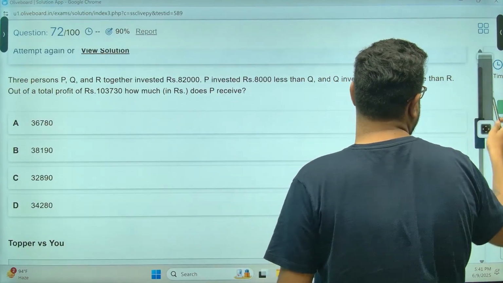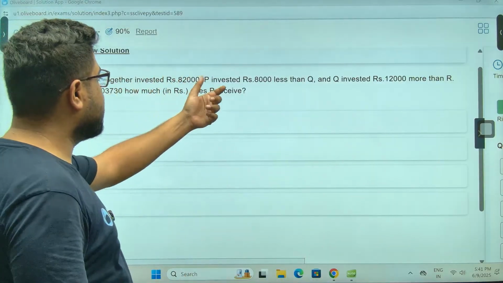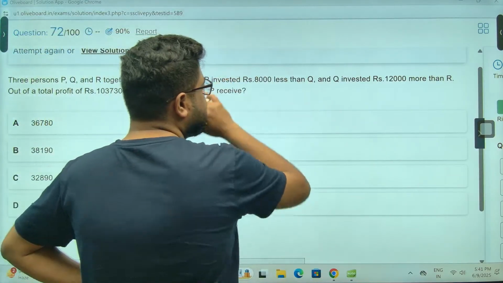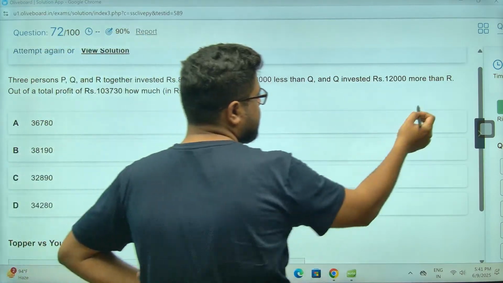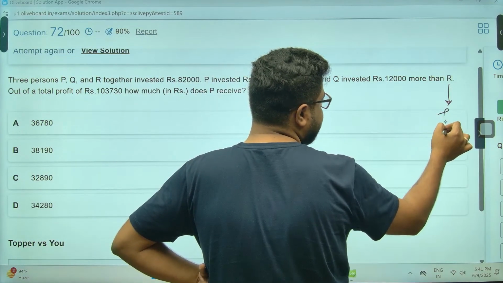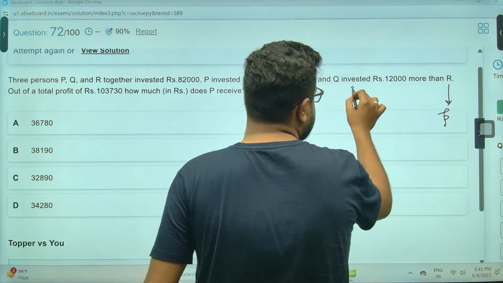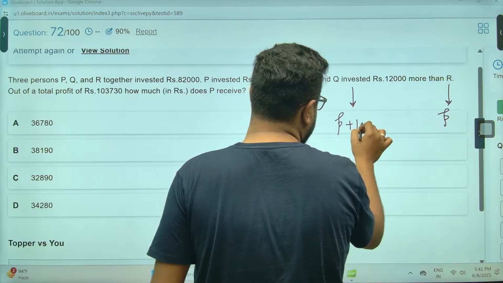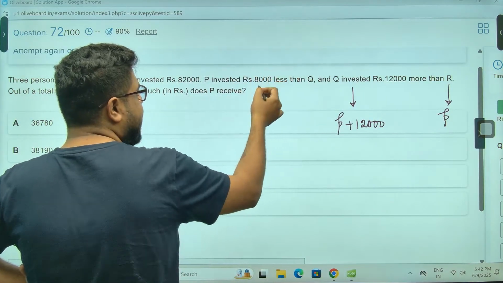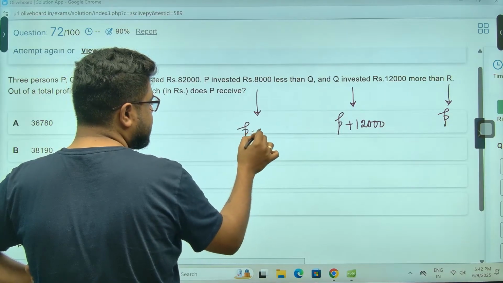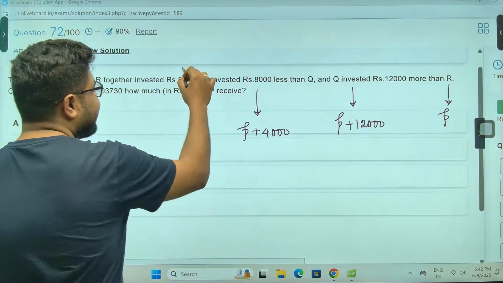Three persons invested a total. P invested 8,000 less than Q. Q is 12,000 more than R. Take R, sir. Let's say R has invested P rupees. Q invested 12,000 more, P plus 12,000. P is 8,000 less, meaning P plus 4,000, plus 12,000. So the total is 82, sir. It's so simple.